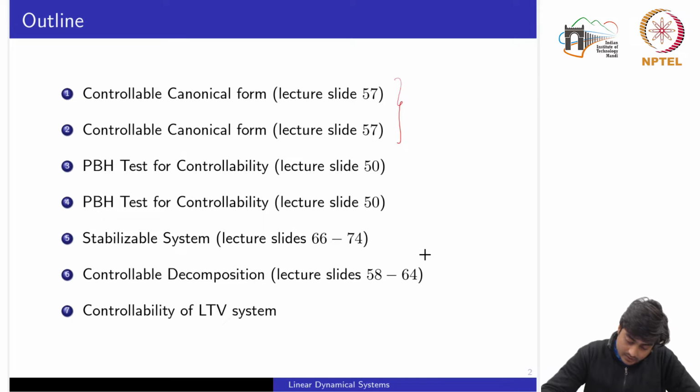The third way of computing the similarity transformation matrix we would see when we discuss the controllable decomposition. There are two problems on the PBH test, which is basically the matrix or the rank test. The fifth problem deals with the stabilizable systems, that is, if my system is not controllable, whether we can say something about the stabilizability of the system. The last problem deals with the controllability of the LTV systems.